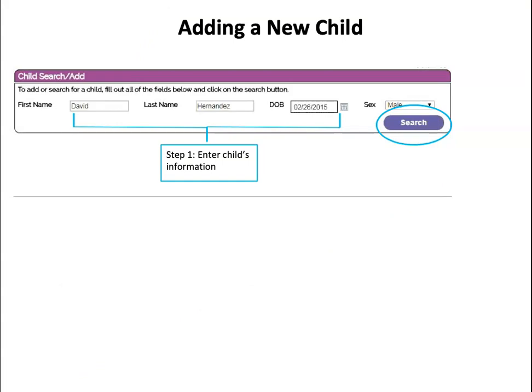The child search and add feature appears like this. You will be asked to enter the child's information with 4 required fields. This feature is called child search add because the system will always search as you add a new child's information to make sure that the child doesn't already exist within the registry.